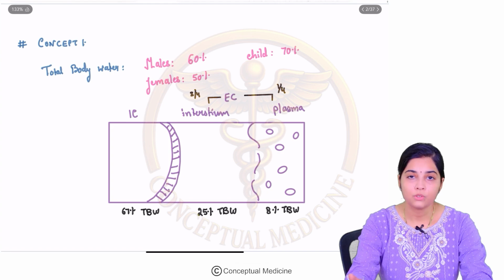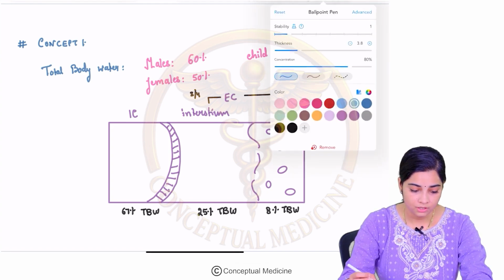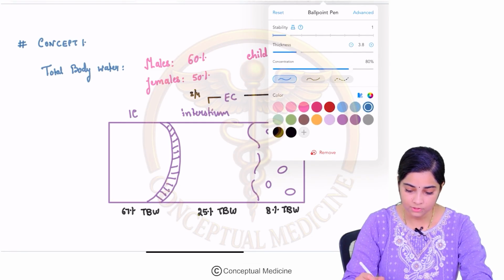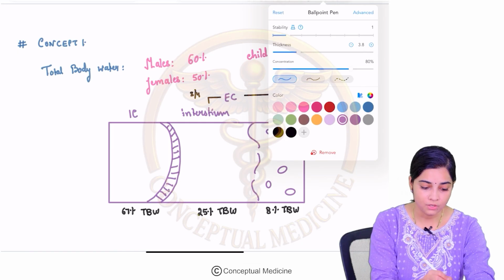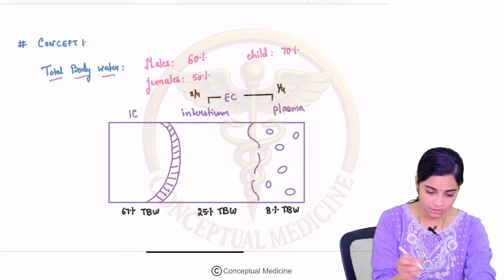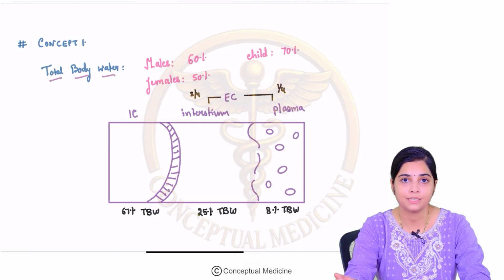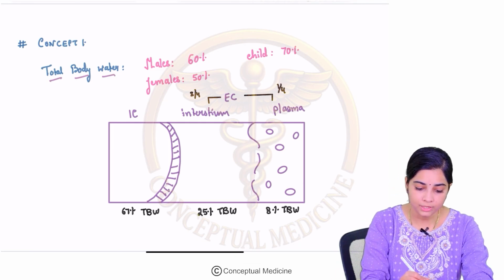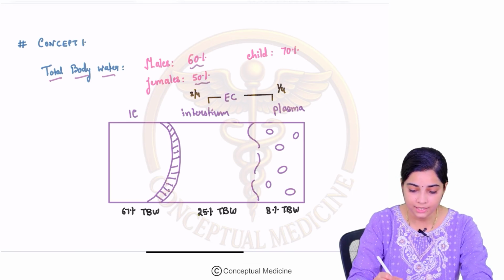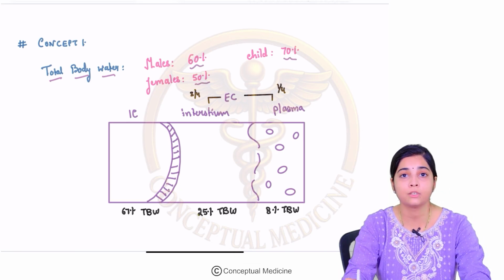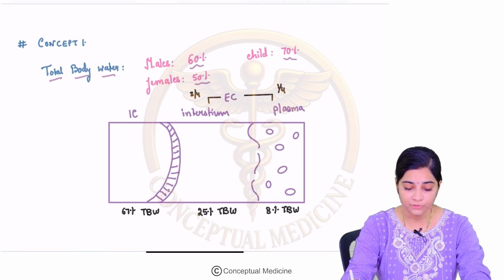So let's begin. The first concept that we should be knowing is the concept of total body water. So what is this total body water? It basically refers to the total amount of water which is contained in our bodies. In males it's about 60%, in females it's about 50%, and in children the total body water can go up to 70%. This you would have learnt in your basic physiology.